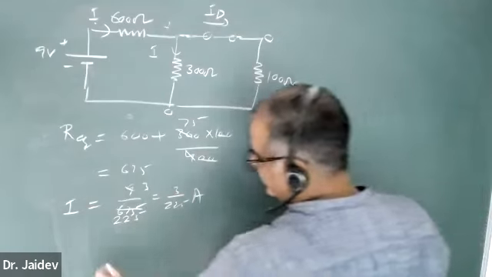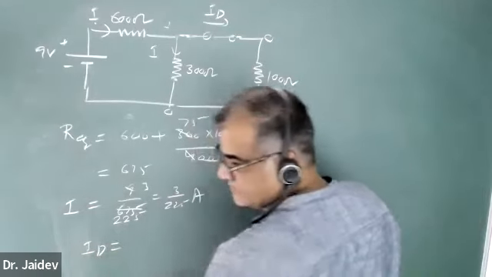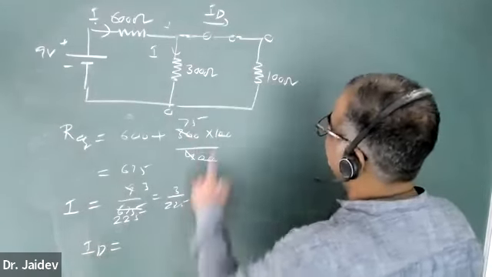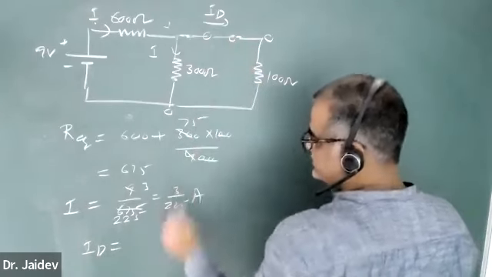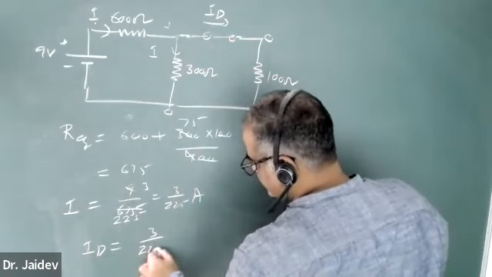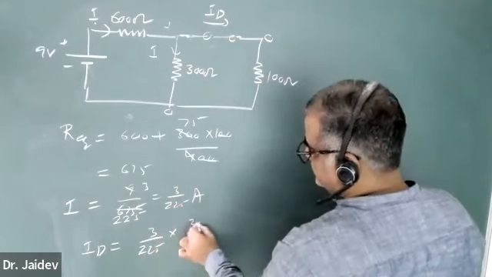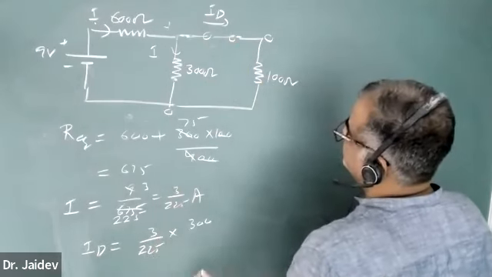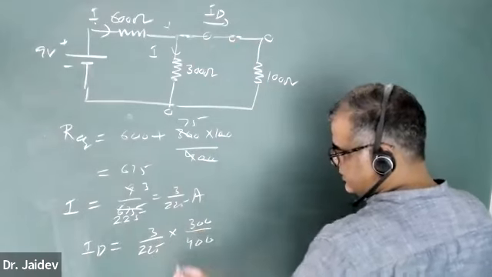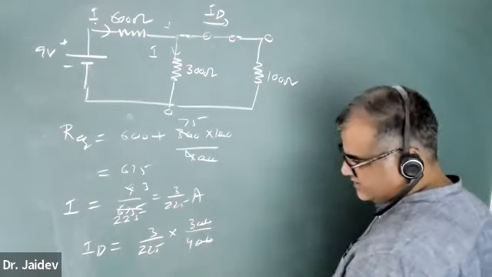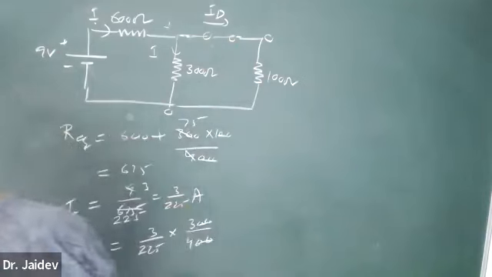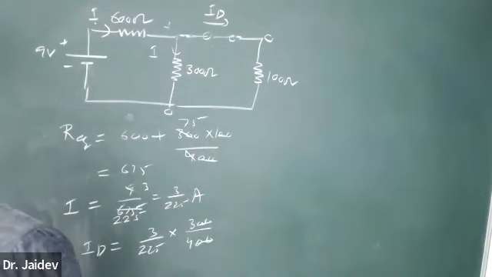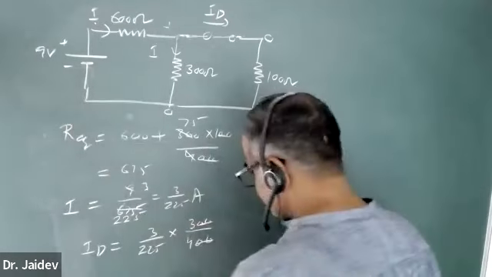So if you want the ID, ID can be written by current division. If you want current in this branch, you have to take the resistance opposite. The ID is coming out to be 10 milliampere. Okay, 300 upon 400. So ID is coming how much? 10 milliampere. Yeah, it should come 10 milliampere.